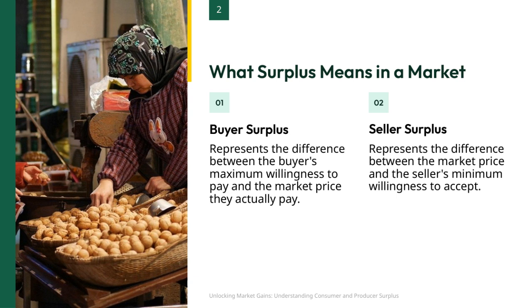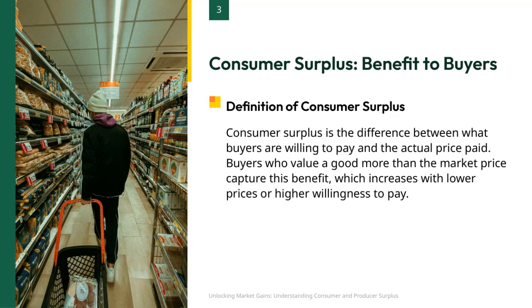potentially enjoy surplus value. Here we focus on the concept of consumer surplus, which is essentially the advantage buyers gain in a market transaction. Consumer surplus is defined as the difference between the maximum amount a buyer is willing to pay for a product and the actual price they end up paying. For instance, if someone values an item at a higher price than what it's sold for, they experience a surplus, essentially extra value or benefit. This benefit becomes more significant when prices drop or when buyers' willingness to pay increases. So, consumer surplus represents the economic gain consumers enjoy, making it a key measure of buyer satisfaction and market efficiency.